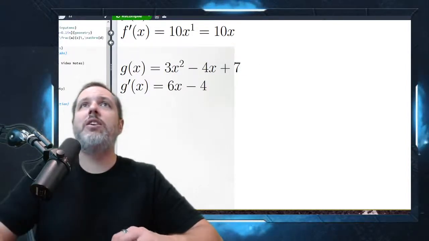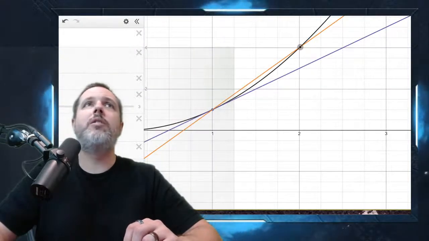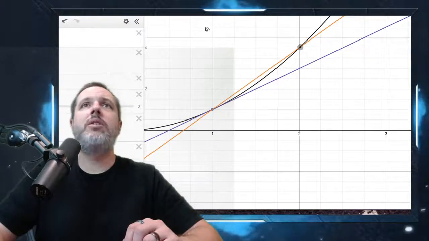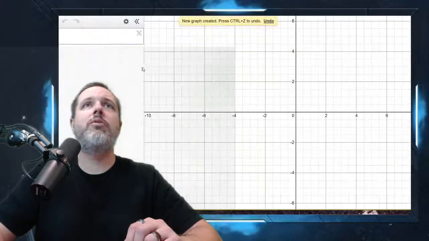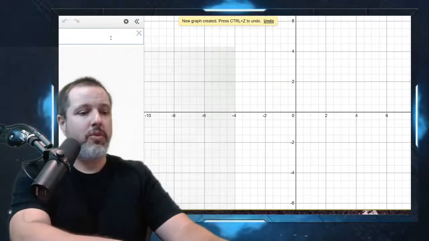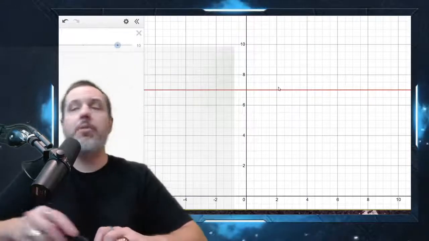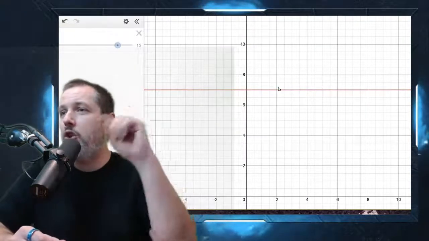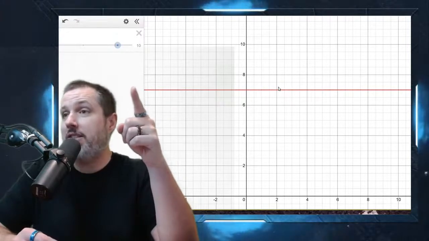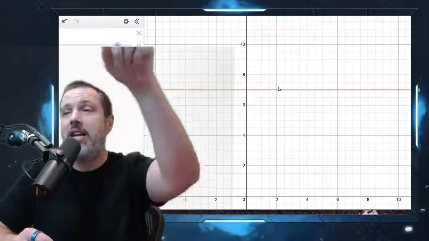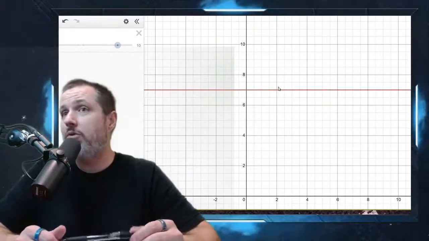Well, this one's easy. The derivative of a constant is very easy to figure out. Let's just go to a blank graph. Here we've got the function y equals 7. Think about the tangent line. What would the slope of the tangent line be for this line? Well, the tangent line is the line itself. It's just a horizontal line. Take the tangent line at any point. It's just the line itself. It would have a slope of 0, which makes sense.